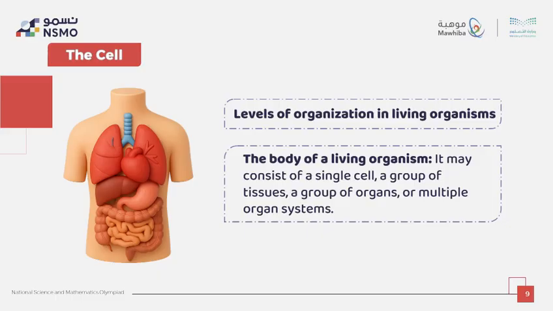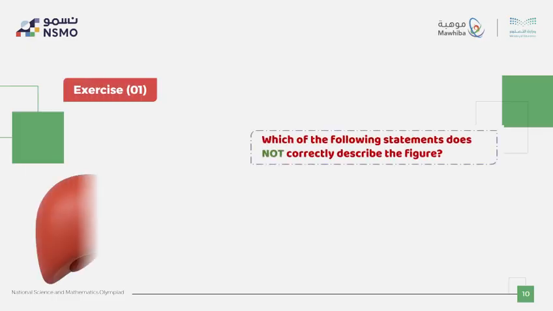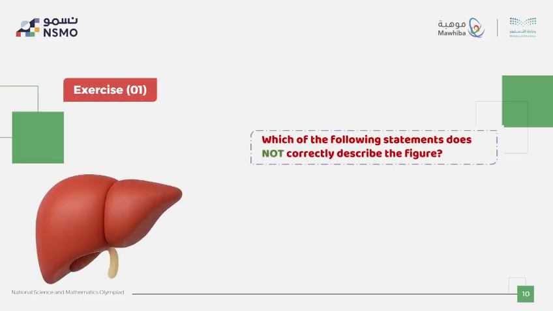Okay, guys. Now we move on to exercise 1, and this exercise connects directly with what we learned earlier about the levels of organization. Take a look at the figure on the screen. This organ is the liver, okay guys? One of the largest and most important organs in the human body.